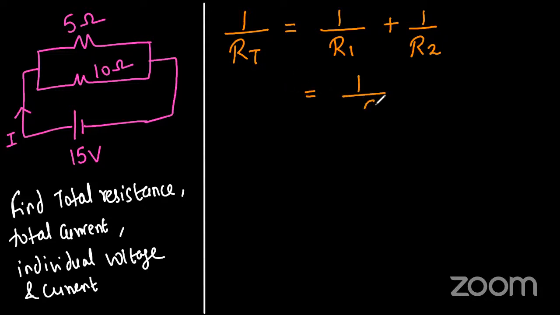So what is R1? It's a 5. And what is R2? It's a 10. Now we can solve this directly with a calci. Calci में 1/5 find out करो, 1/10 दोनों का एडिशन करो and then take a reciprocal.